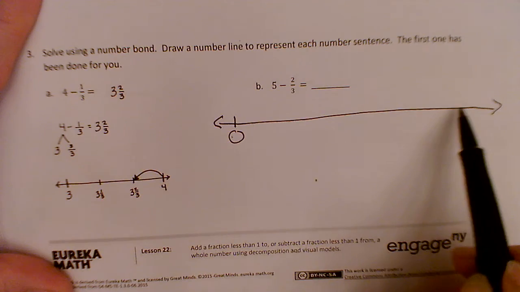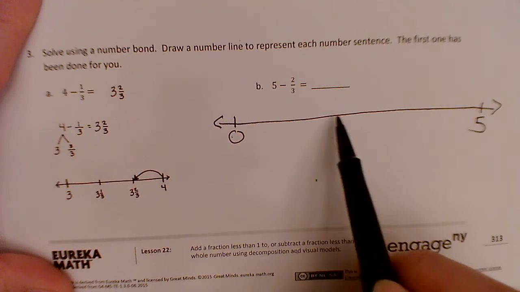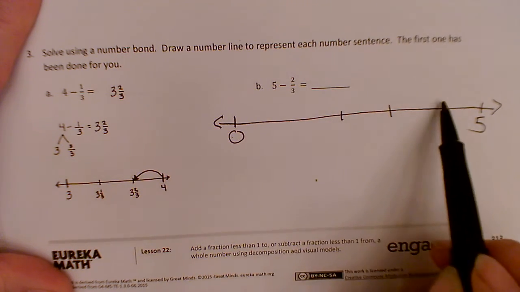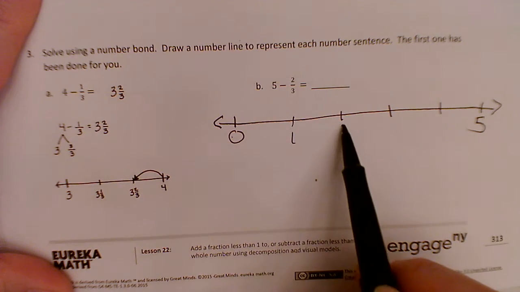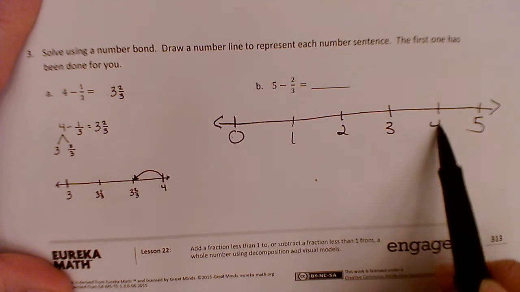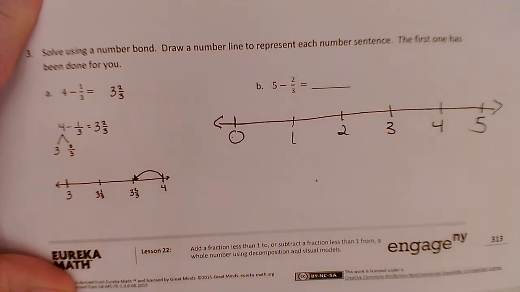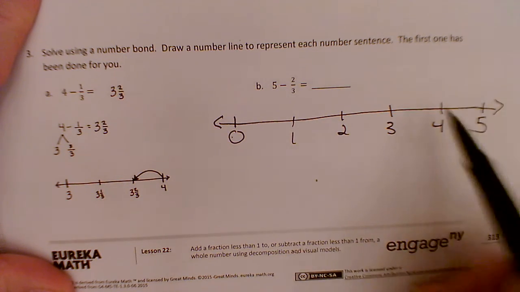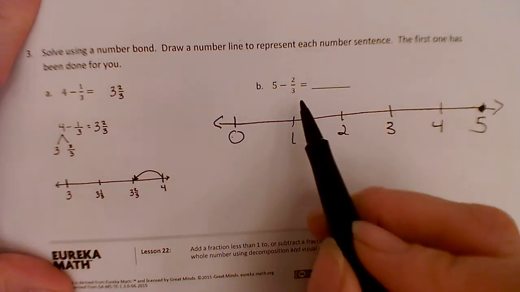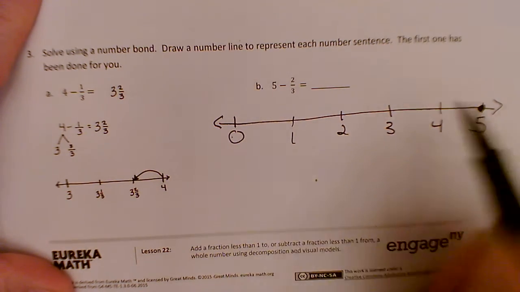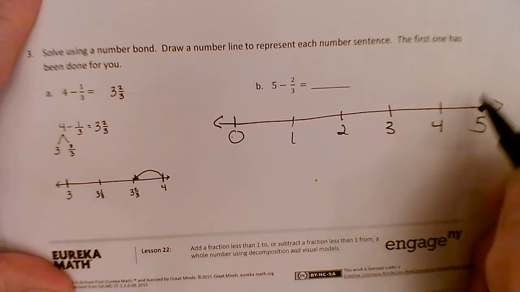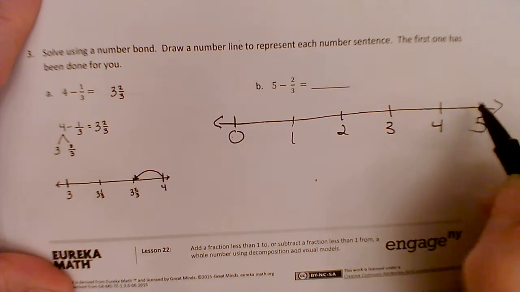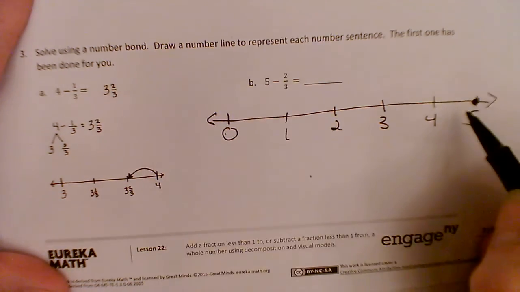So we have 0, we have 5, then we have 1, 2, 3, and 4. Now we're really only interested in this part of it, between 4 and 5. We're starting at the 5. We want to model subtracting 2/3. So now what I know is I need to partition off between 4 and 5 into thirds. So I'm going to go ahead and do that.